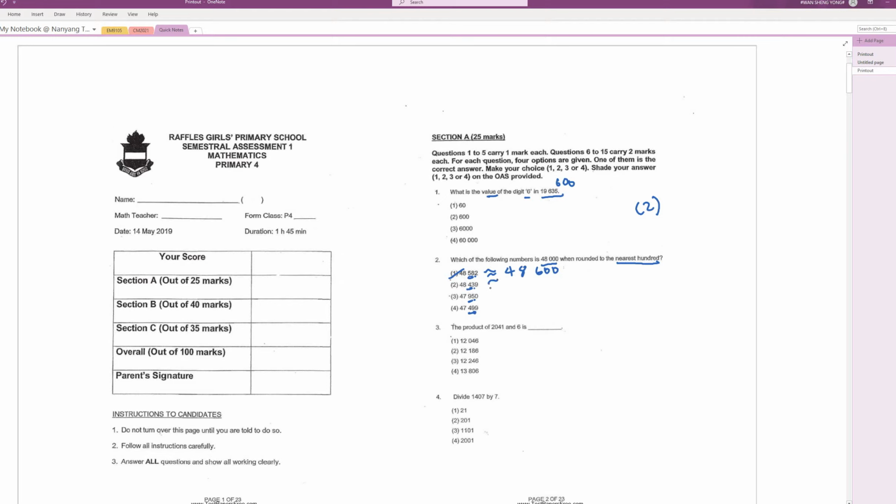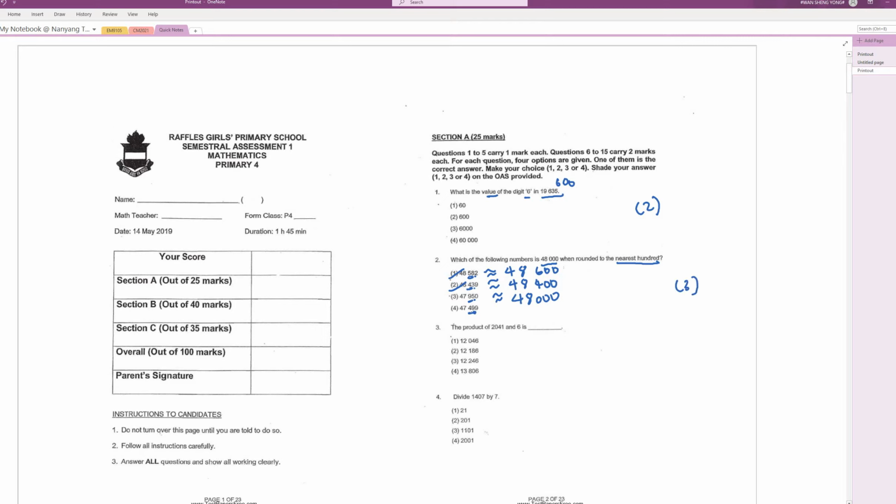How about option 2? Because 3 is less than 5, we round down. So the answer for option 2 is 48,400. Again, this is not what we are looking for. How about option 3? As 5 is more than or equals to 5, we round up. When we round up, the correct answer is 48,000. And this is what we are looking for, and therefore the correct answer is option 3.